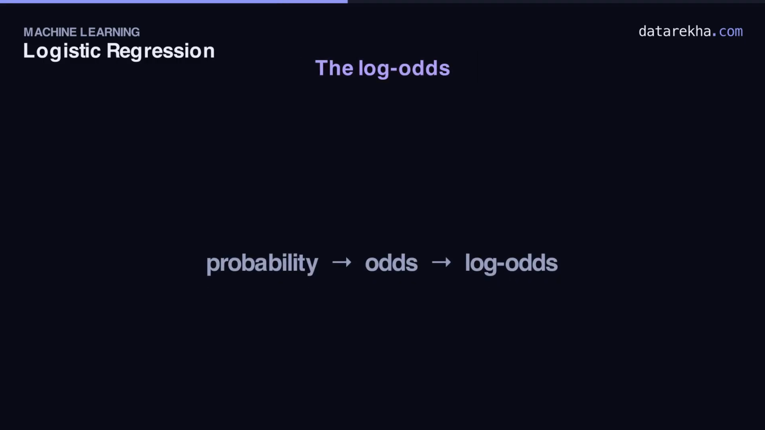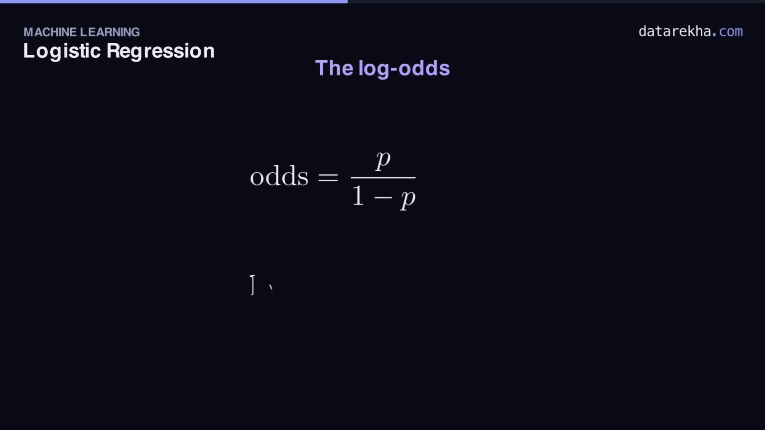So why is it called regression at all, if it classifies? The answer is hidden one step underneath the probability. Let's follow the chain. Probability. To odds. To log odds. The odds of yes are p over 1 minus p. How much more likely yes is than no. And the log odds, or logit, is just the natural logarithm of that ratio.